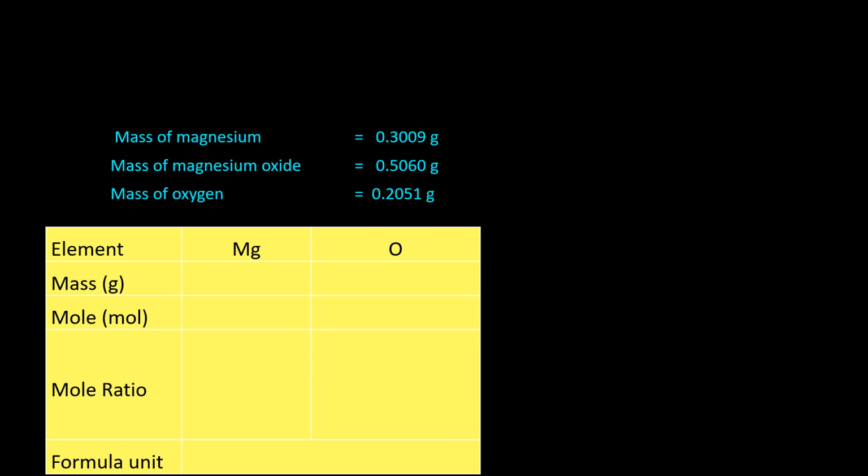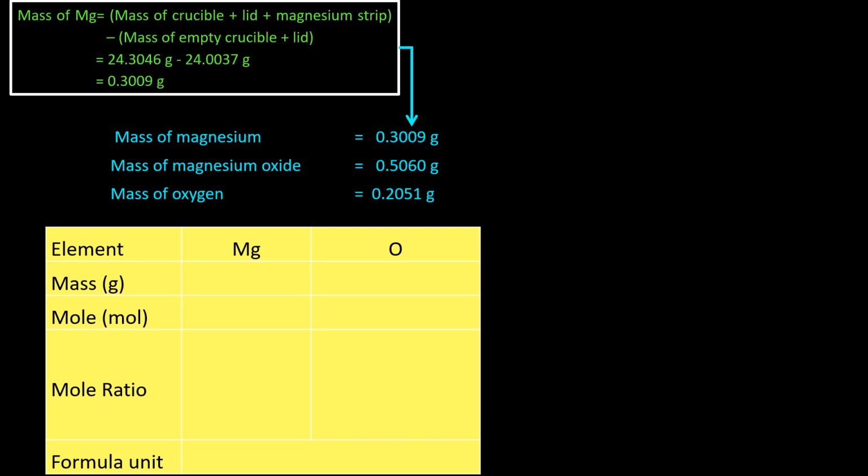To determine the mass of magnesium, what we have to do is deduct the mass of the empty crucible and lid from the mass of the crucible, lid and magnesium. Then we get the mass of magnesium.